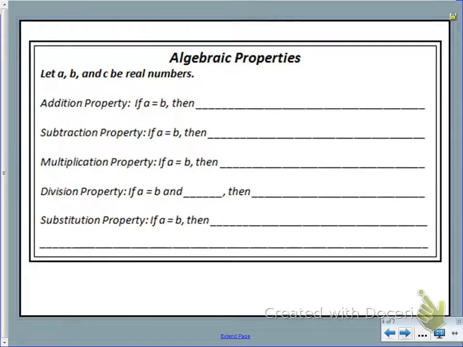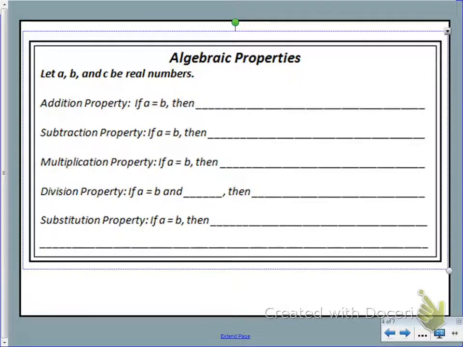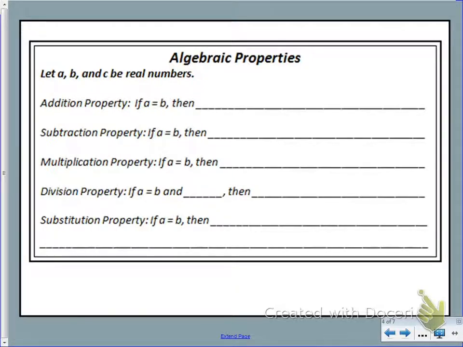Okay, these are some algebraic properties that you used last year when you solved equations, but you maybe didn't identify them by the name of a property. Let A, B, and C be real numbers. The addition property states if A is equal to B, then A plus C is equal to B plus C. In other words, you can take an equation like A equals B and add the same amount to each side and it still has the same value. It's still a true equation.